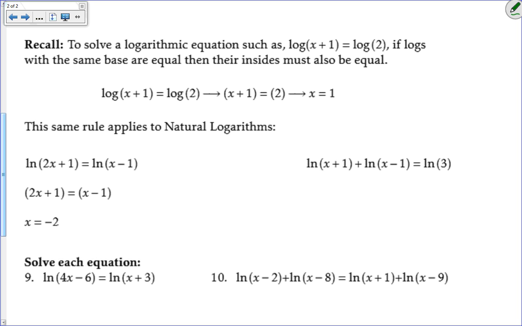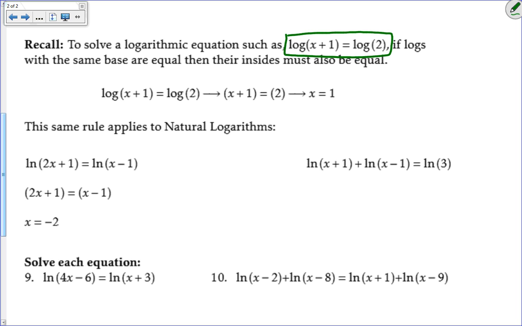So if we had something like this, if we had the log of x plus 1 equals the log of 2, what could we do with this? We could set what equal to each other? If we had logs of the same base, we could take what's in the parentheses and do what with it? This is like 2 days ago, early in the week. We could set what's in the parentheses equal to each other and solve.